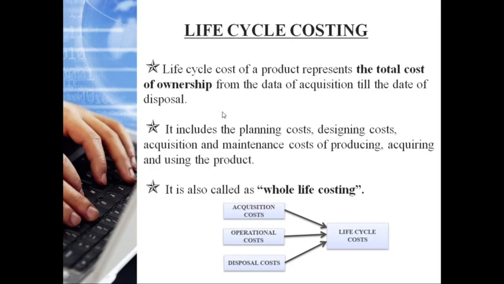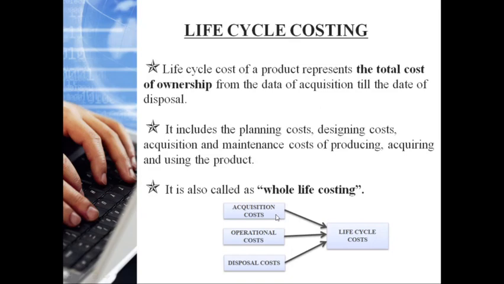If you're going to determine the cost of the product, then it is called life cycle costing. Okay, so from planning till actually disposing the product, if you're going to find out the cost involved in each and every stage of manufacturing the product, it is called life cycle costing. It is also called whole life costing. So what are the costs? The three main costs involved in the life cycle costing method are acquisition cost, operational cost, and disposal cost.